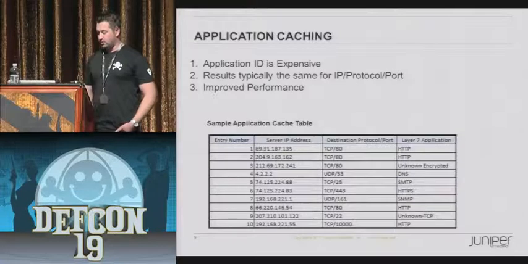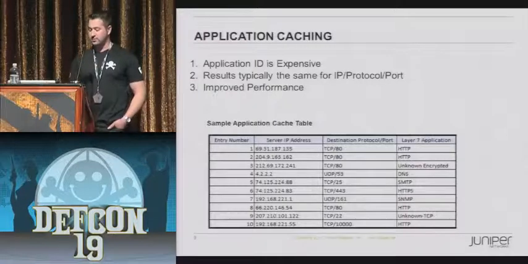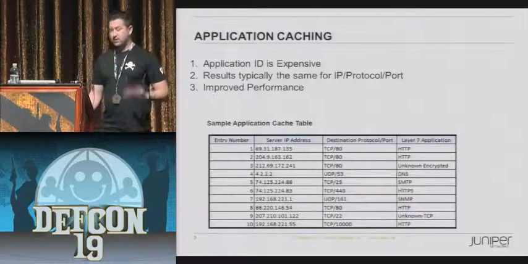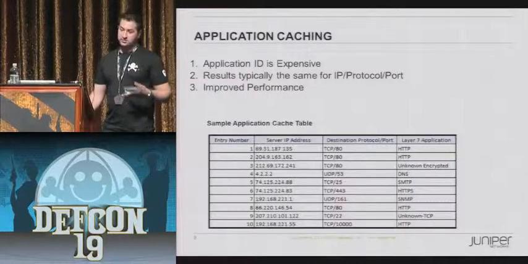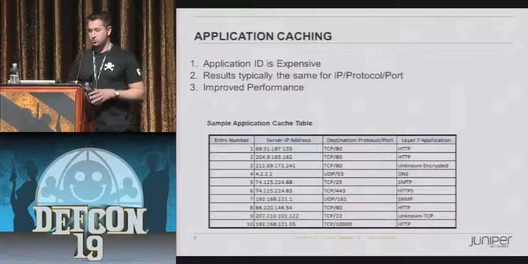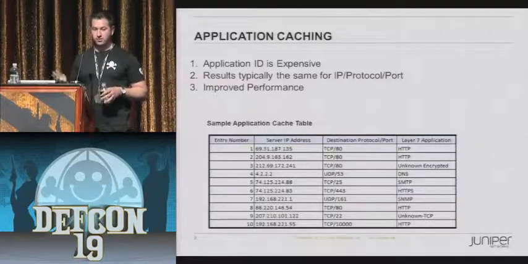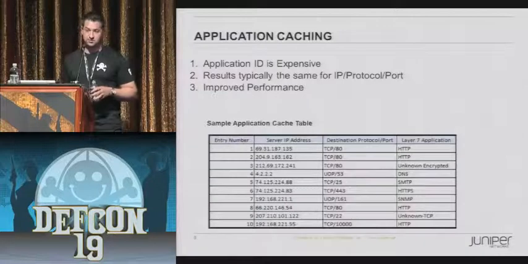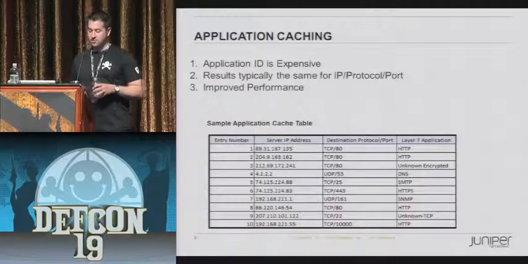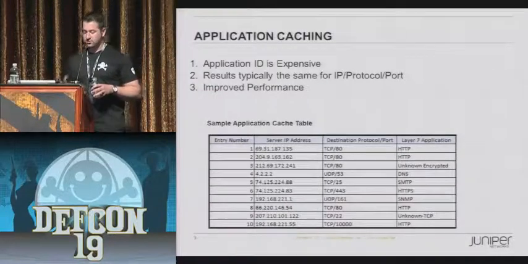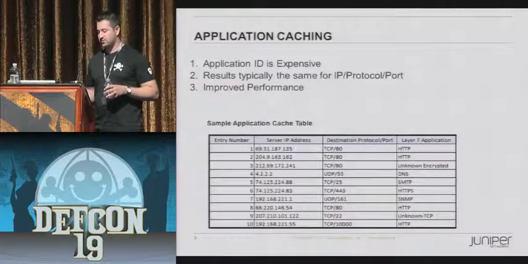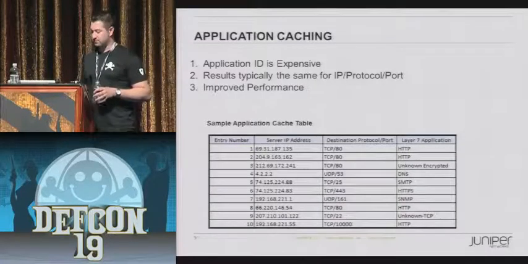One relatively new technique is called application caching, and we'll talk a little bit more about some of the limitations of it. Basically, doing App ID is expensive, or at least it's a lot more expensive than doing just your traditional layer 3, layer 4 forwarding, stateful firewall. Not as expensive as IPS, but typically, you still are going to have to do a lot of pre-processing, and then you have to do the pattern matching.